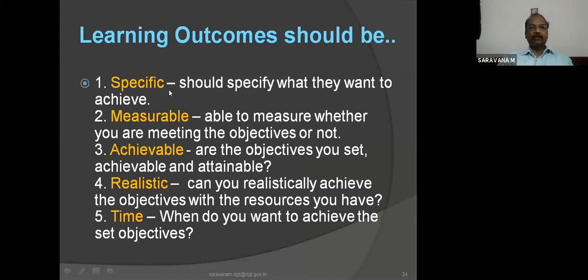And you see, when you write the learning outcomes, they should be specific, measurable, achievable, realistic, and time bound. So this is the SMART approach: specific, measurable, achievable, realistic, and time bound.